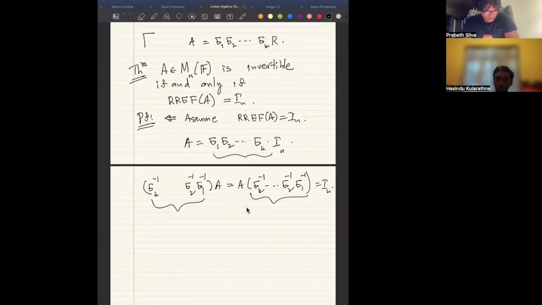So that direction is easy. Now let's prove this one. For that we assume capital A is invertible.